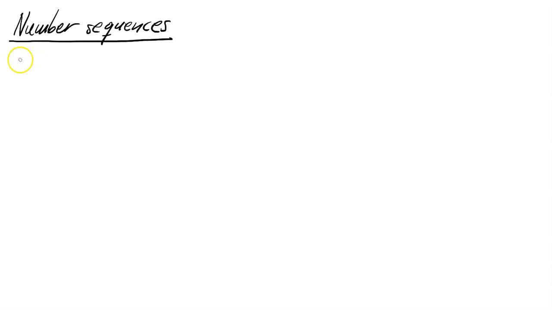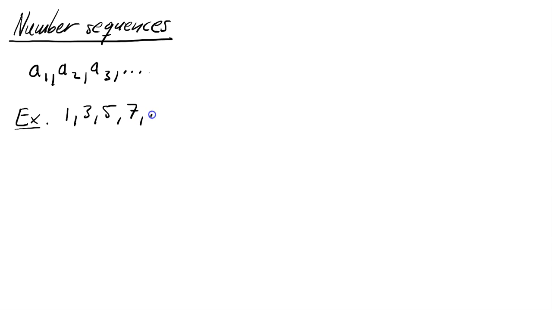A number sequence is a sequence of numbers in order. For example, if you have number 1, number 2, 3, and so on. And they could be finite or infinite. Normally we will look at infinite. So for example, if you have the odd numbers, you have 1, 3, 5, 7, and so on. Or prime numbers, 2, 3, 5, 7, 11, 13, and so on. So these are examples of number sequences.